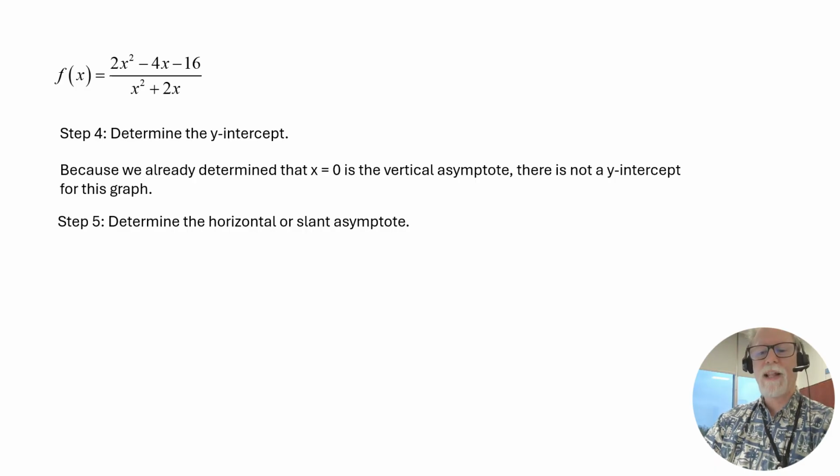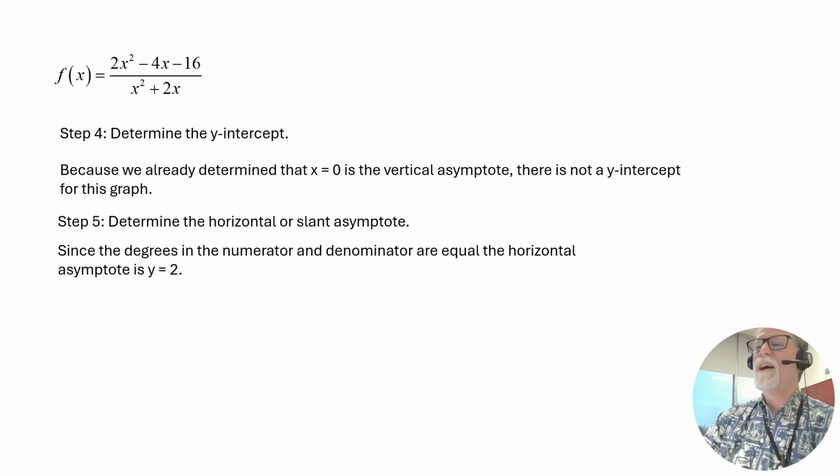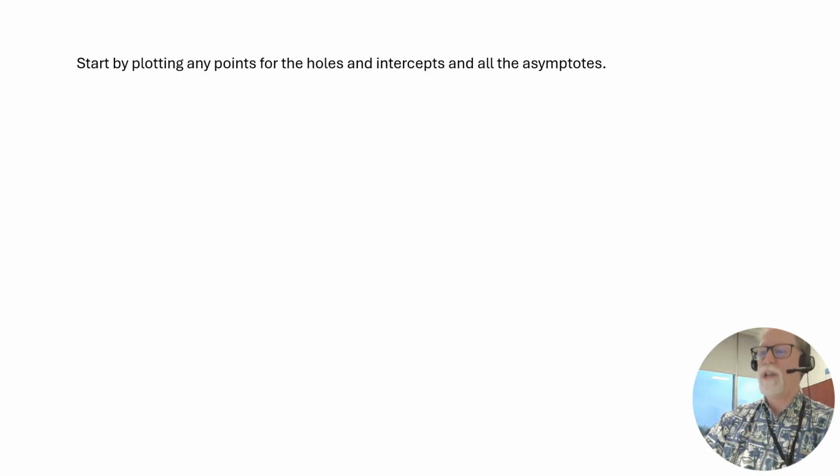Horizontal or slant, one or the other. If you didn't watch that video where I explained that bullet point chart, watch the video or read the bullet point chart, whatever you want. So the degrees of the numerator and denominator are the same. So we use the leading coefficients, and we get a horizontal asymptote, as you see, y equals that value.